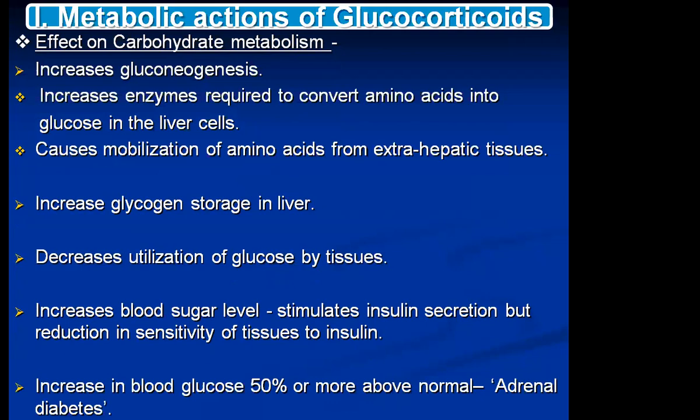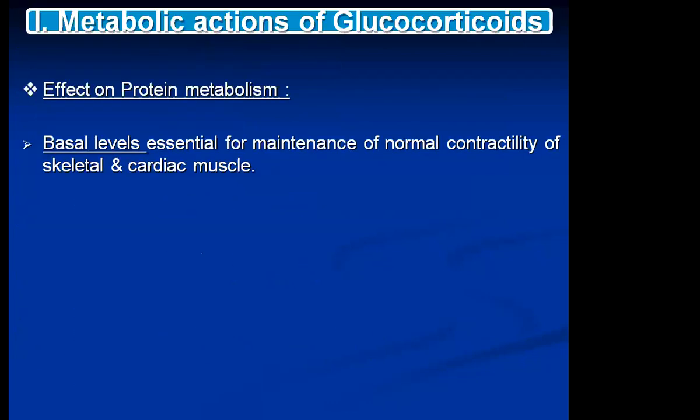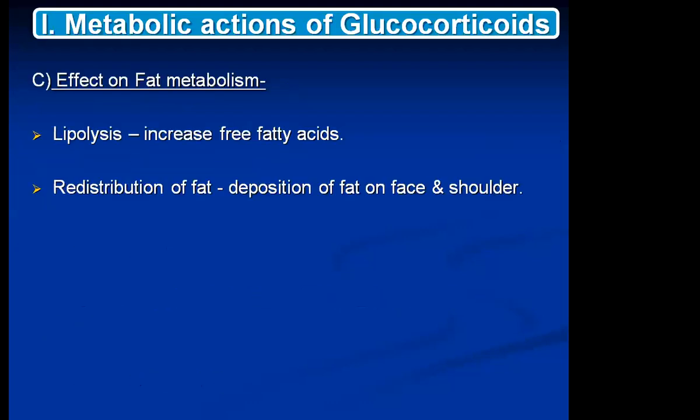and this leads to the condition known as adrenal diabetes. We had also seen the effect on the protein metabolism, how the basal levels are essential for various activities, while excess levels can cause increase in protein catabolism as well as inhibition of protein synthesis. Also, we had seen the effect on the fat metabolism, how it causes lipolysis and redistribution of fat. That is, fat is deposited on the face and the shoulder region.